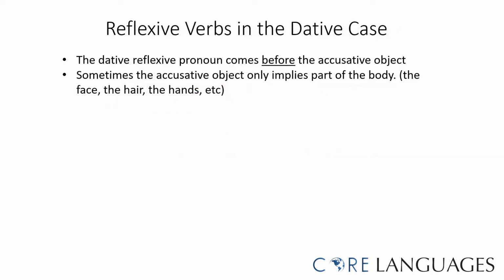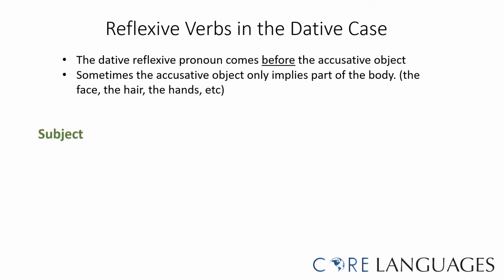In a sentence, the dative reflexive pronoun usually comes before the accusative object or the direct object. And sometimes the accusative object only refers to a part of the body. For example, the face, the hair, the hands, etc. I could say, I wash the hands, I comb the hair.